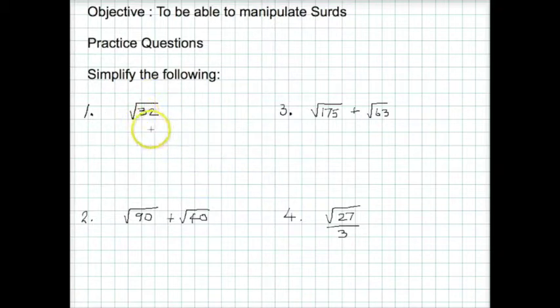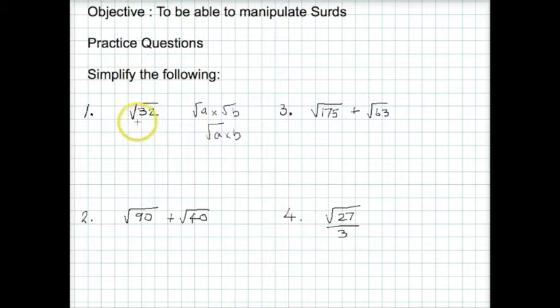So if we look at the first one here, root 32. Now this is using the first law of surds, which states that if you have root A and you multiply it by root B, that is the same as having root A times B. So here we're working this in reverse. We're looking for two numbers and we're looking for one of them to be a square number that multiply together to give 32. Those can be our two roots.